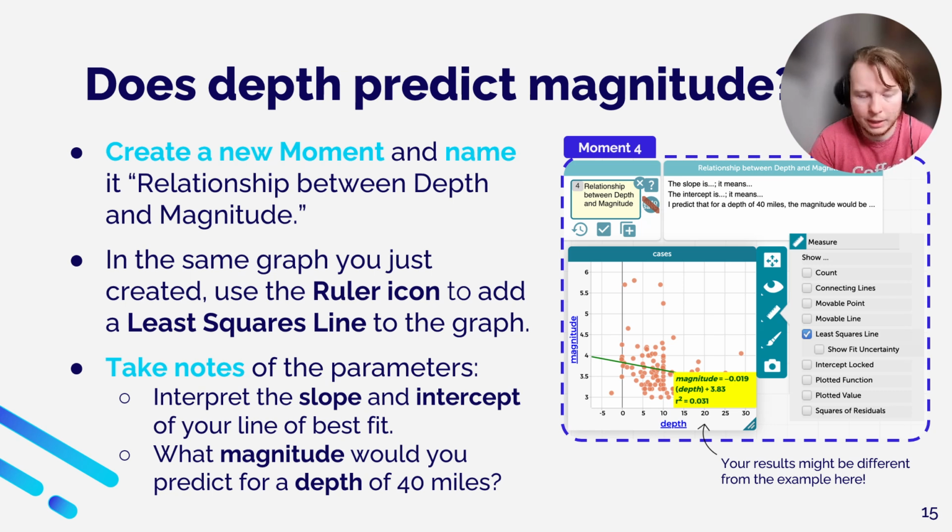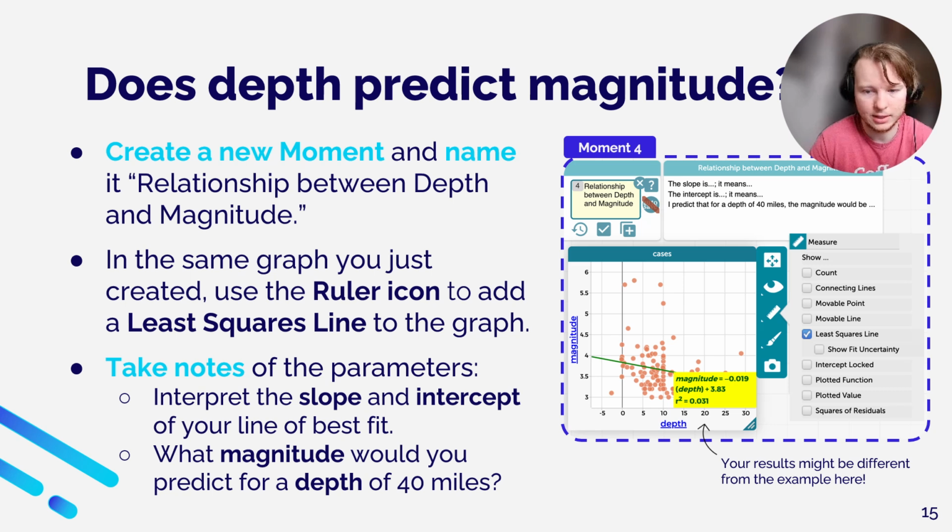Okay, we're now going to have students create another new moment and call it the relationship between depth and magnitude. On the same graph that they just created, so they don't need to make a new one, they can use the ruler icon and add a least squares line to the graph, as shown. They should, in the notes, write down the parameters, and you see a model for this here. The slope is, in this case, negative 0.019. What does that mean?